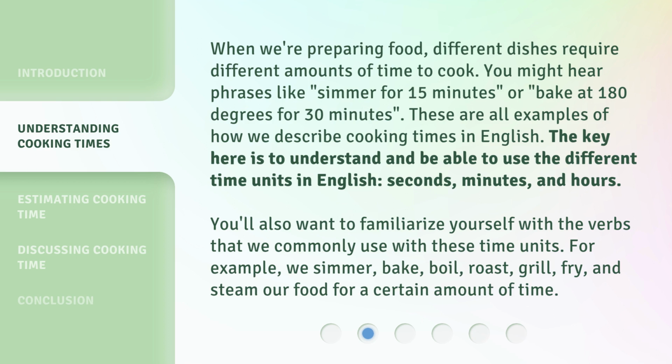The key here is to understand and be able to use the different time units in English: seconds, minutes, and hours. You'll also want to familiarize yourself with the verbs that we commonly use with these time units. For example, we simmer, bake, boil, roast, grill, fry, and steam our food for a certain amount of time.